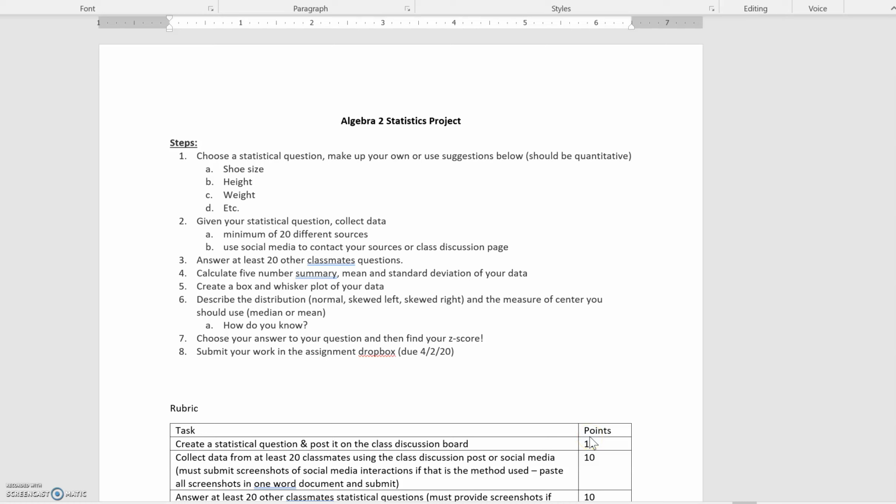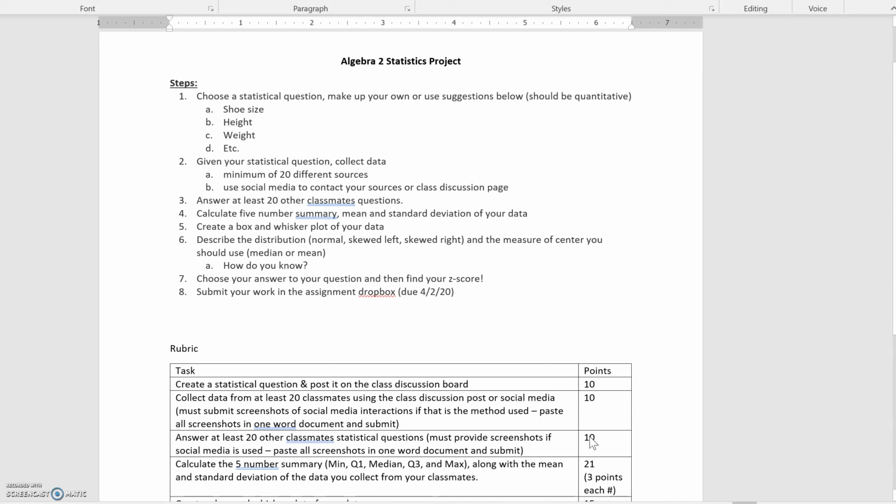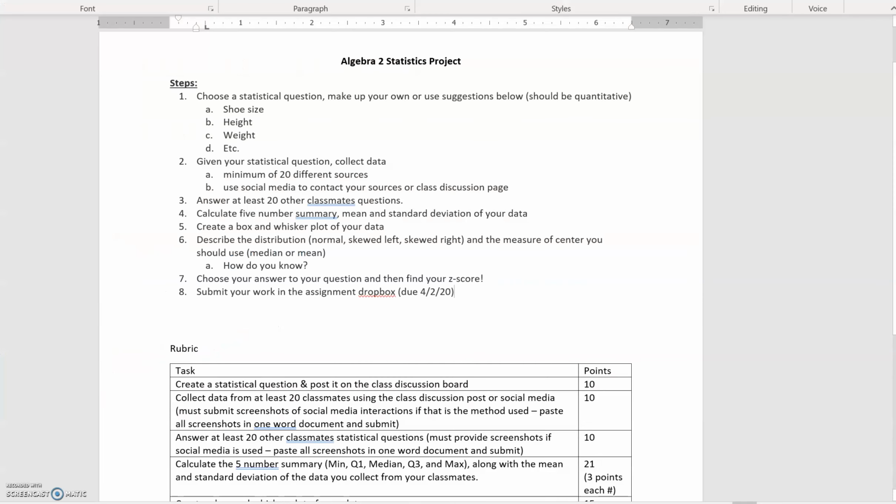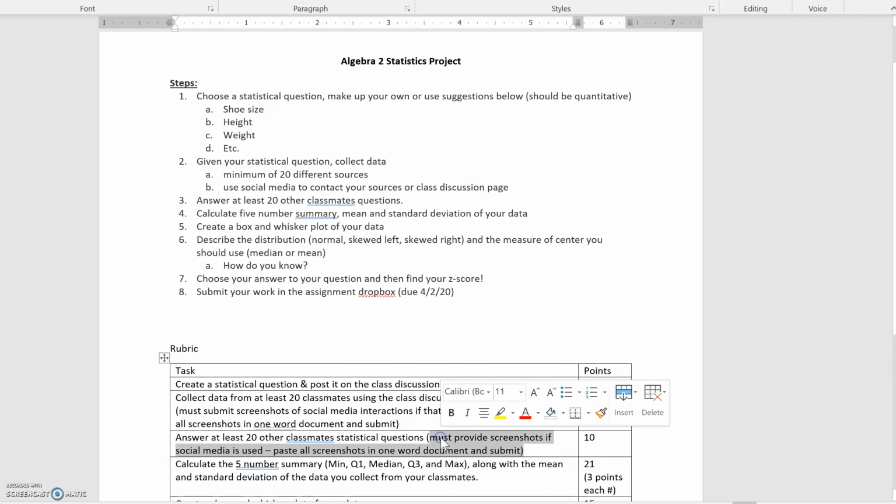Once you have collected your 20 pieces of data, or while you're waiting for students to answer your question, you also need to answer at least 20 classmates' statistical questions. That is your step 3 here. You can do that by commenting on people's discussion posts, or by answering your friends on social media. Again, keep in mind you would need to provide screenshots if social media is used, so that you can prove that social media was used as an interaction.